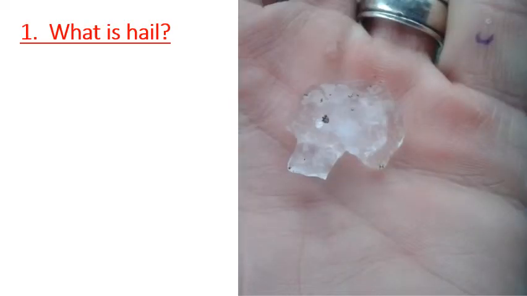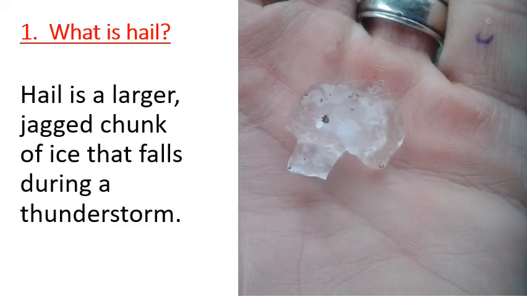Here's a picture of hail. Hail is ice, but notice it's a little bit different than the types of ice or precipitation that we talked about previously. And remember, this is precipitation. That's a chunk of ice that fell from a cloud. So hail is a larger, jagged chunk of ice that falls specifically during a thunderstorm, and we'll get to that in a minute.